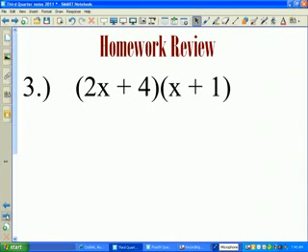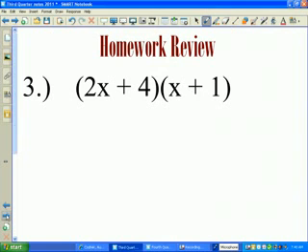So first off, there are 2 problems that I wanted to go over for the homework before I collect it. The first problem was number 3. It dealt with 2x plus 4, times x plus 1. I know it's multiplication because when I look in between the 2 parentheses, I do not have an addition nor subtraction symbol. So that's telling me I'm doing multiplication.